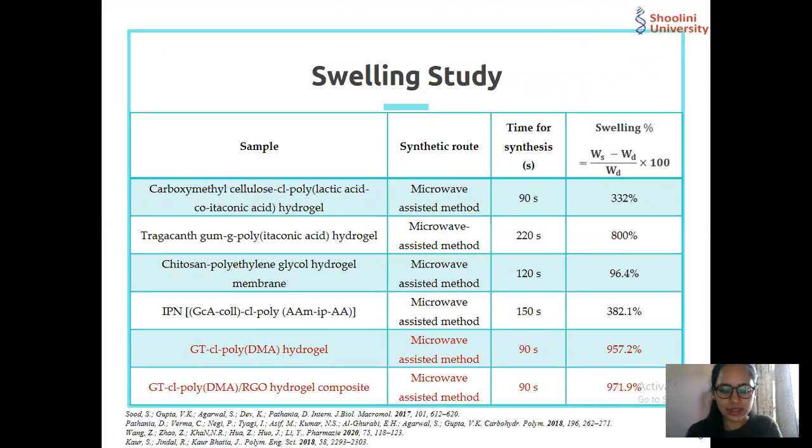Next is our swelling study. In this study, we found that our samples have a better swelling percentage than the other reported samples.